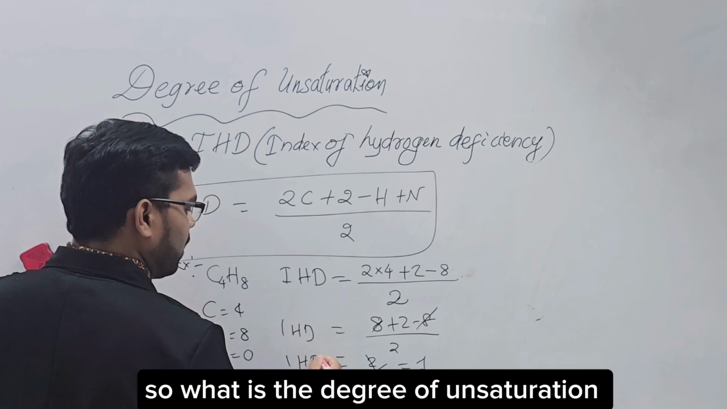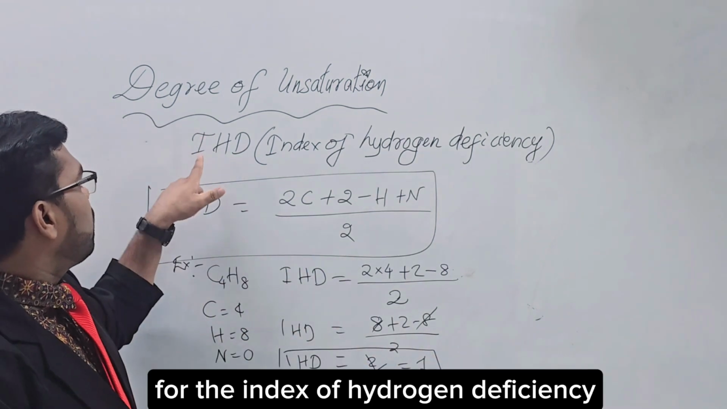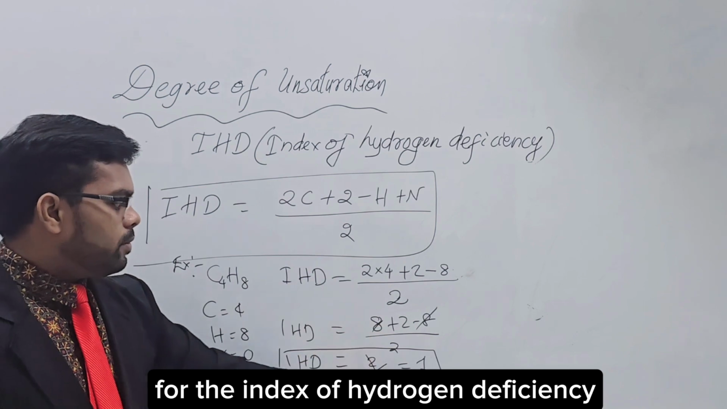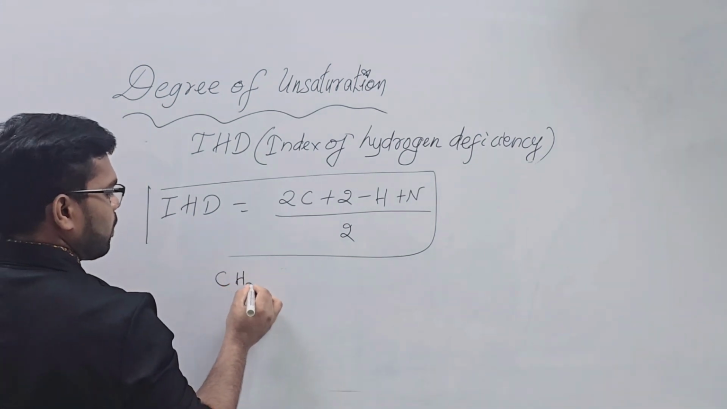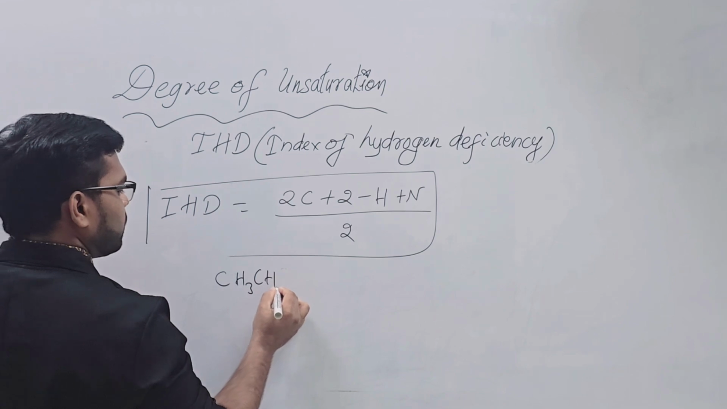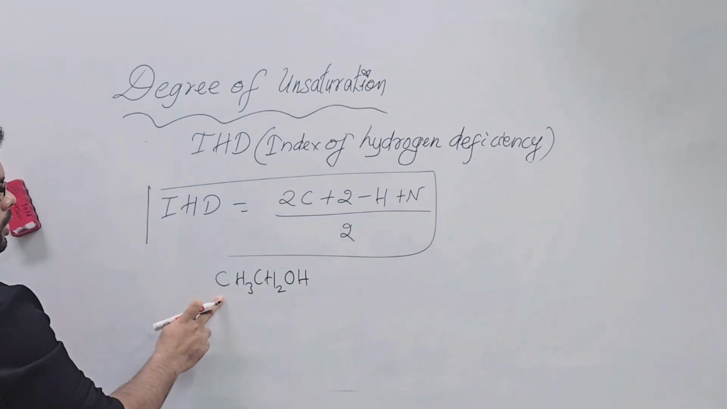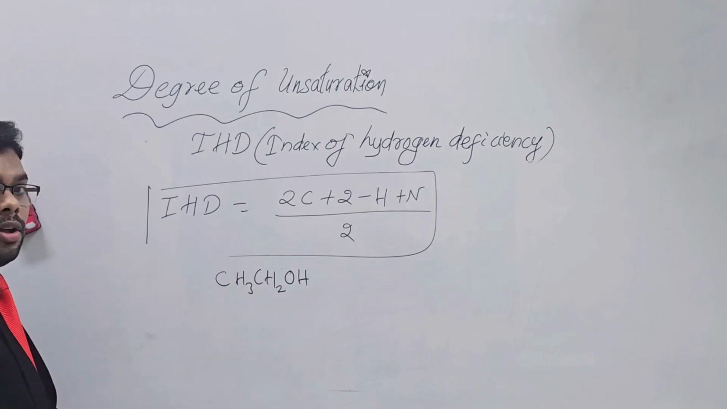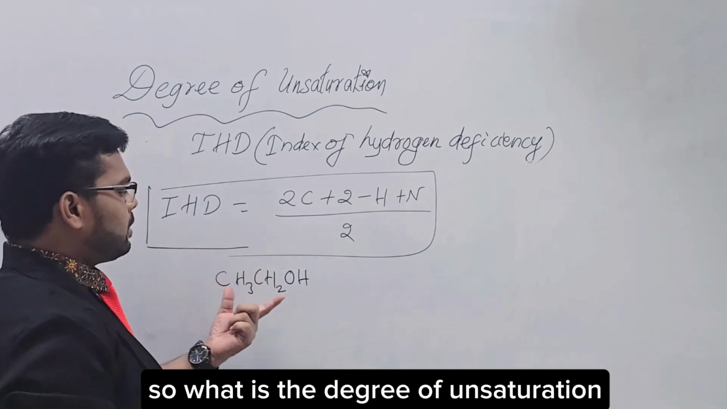So what is the degree of unsaturation? The degree of unsaturation, or the index of hydrogen deficiency, will be 1. So we have here CH2. What is the name of this compound? It's basically called ethanol, ethyl alcohol.